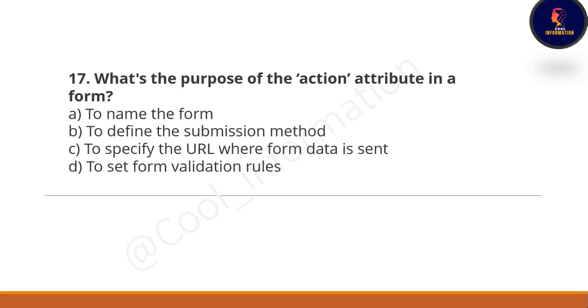What is the purpose of the action attribute in the form? Is it used to name the form, or define the submission method, or to specify the URL where form data is sent? And last option is to set form validation rule. Correct option is option number C. We use the action attribute in the form to specify the URL where form data is sent when we click the submit button. Okay. Next question.